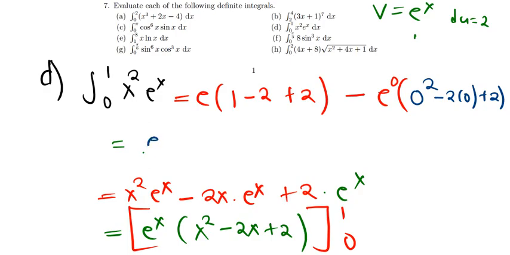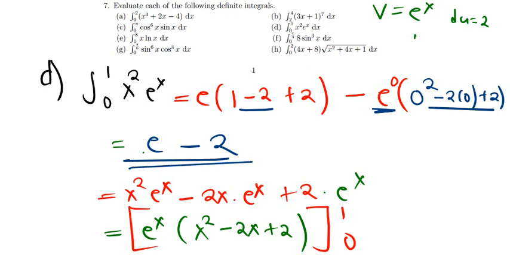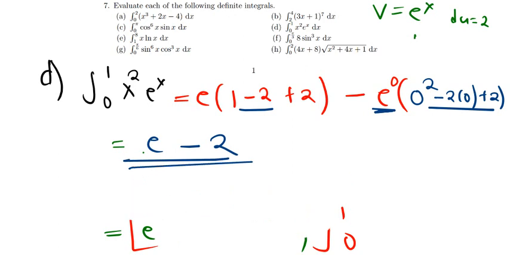So at least that will stand out. You remain with e times, 1 minus 2 is a negative 1, plus 2, that will just be a 1, minus this part, this is going to be a 1. In the brackets, you're going to have a 2, so 2 times 1, that will be e minus 2. We'll just end there. If you've got a calculator, you can punch in e and subtract 2 to get the exact value.